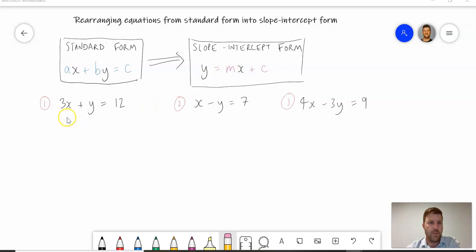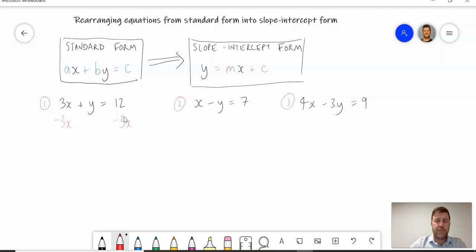Starting with my first example, which is 3x plus y equals 12. Now, the way I do it, guys, is I want to keep that y where it is on the left-hand side, but I want it by itself. So I'm going to get rid of everything else, or bring everything else across. Now, to do that, I'm going to get rid of this 3x. This is a positive 3x, so I'm going to subtract 3x from the left-hand side of the equation. And if I do that, I'm also going to subtract 3x from the right-hand side of the equation here.